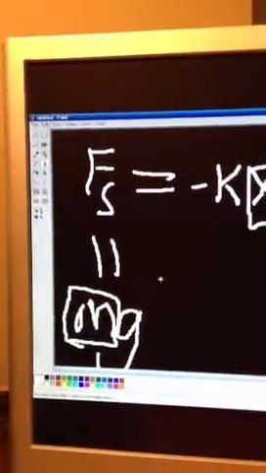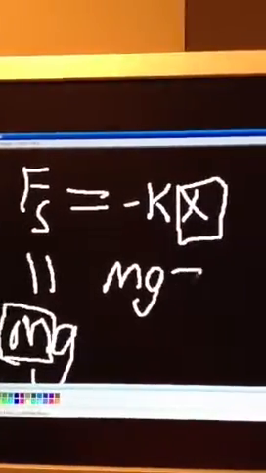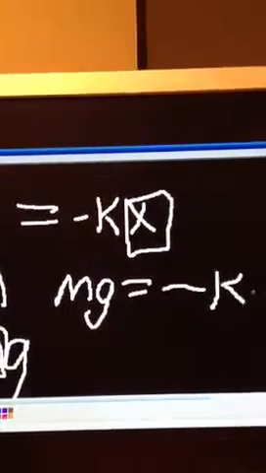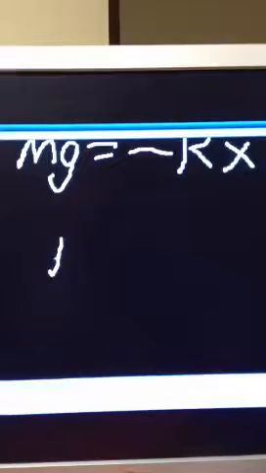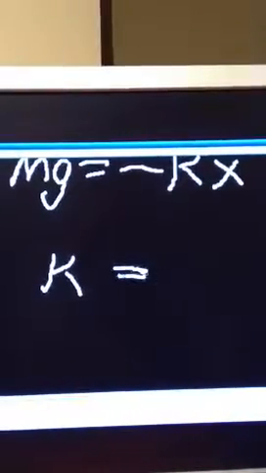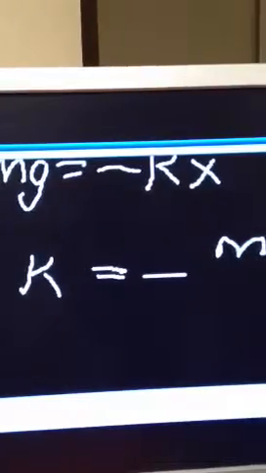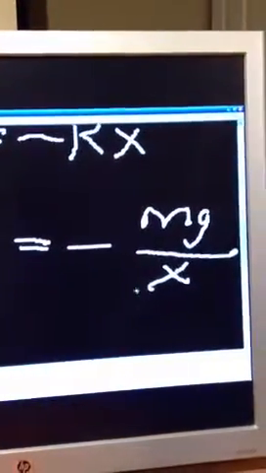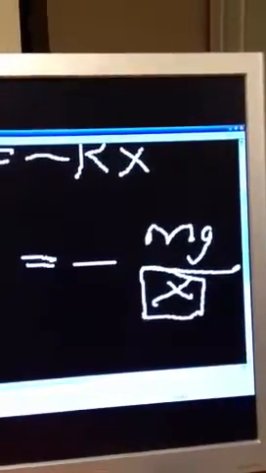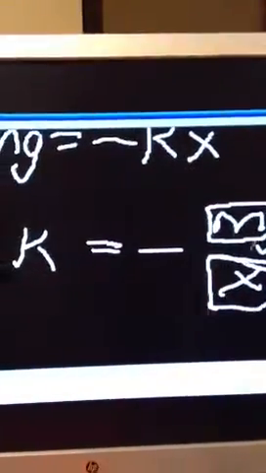From these measurements you can plug them back into the equation and set mg equal to negative kx. When you move things around, you get k is equal to negative mg over x. You plug in your measured x and your measured m, multiply by gravity, divide by the distance times the negative sign, and you get your spring constant. Now let's move on to part B.